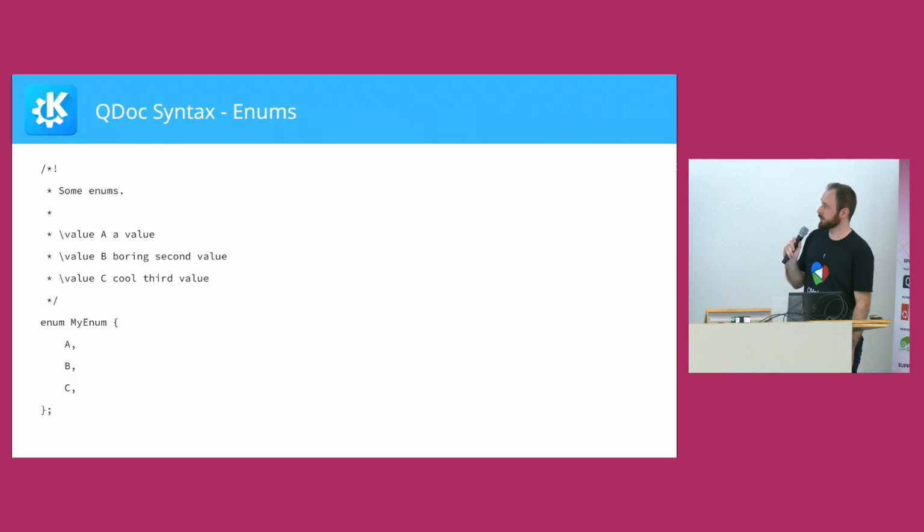One thing where the syntax deviates the most from Doxygen is enums, because in Doxygen you can do the description sort of inline for each item of the enum. That doesn't work in QDoc. Instead, in the big comment at the start of the enum, you have to describe each value. That was probably the most annoying thing when doing the syntax conversion, but it's manageable.